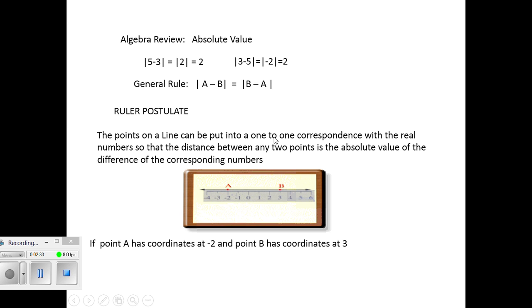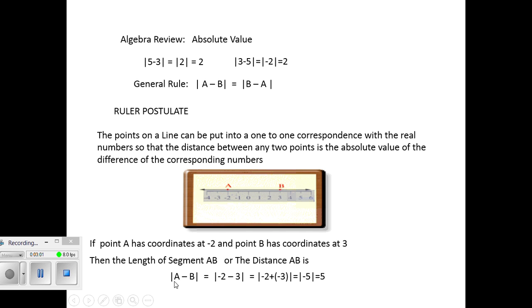Points on a line can be put to a one-to-one correspondence with the real numbers so that the distance between any 2 points is the absolute value of the difference of the corresponding numbers. All that is saying, applied to this particular example, A at negative 2, B at 3. Therefore, the length of segment AB, or the distance from A to B, is, by formulation, absolute value A minus B, that is negative 2 minus 3, absolute value.